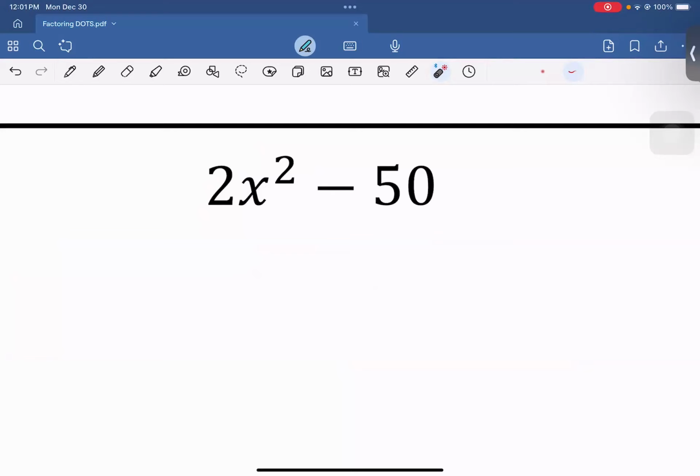Now, if you remember from my last video, the GCF video, if you haven't seen that video yet, I'll leave a tab up here for you guys to click on that. But you should always check for GCF first. So here, if we're looking closely, we can see that 2 and 50 have a GCF. And it just so happens to be 2. So let me just write that on the side. GCF.